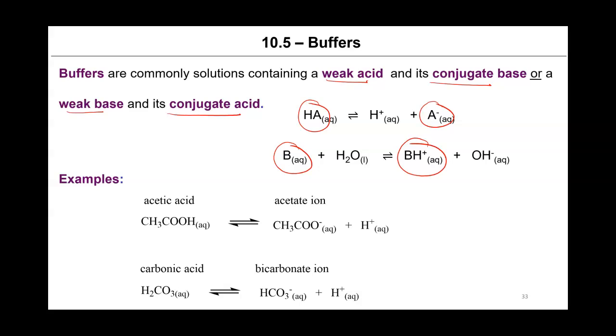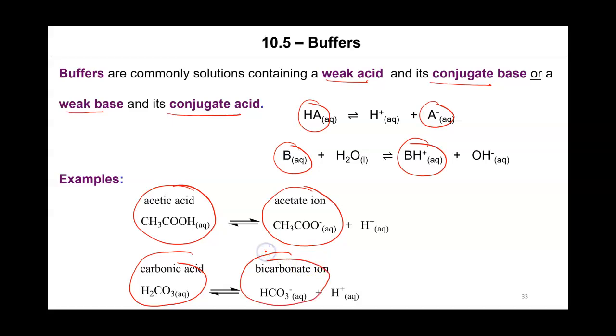So here are a couple of examples of commonly used buffers that we will see in the lab. We have a buffer composed of the weak acid acetic acid and its conjugate base, the acetate anion. And then we have another buffer composed of the weak acid carbonic acid and its conjugate base, the bicarbonate anion. Note in each case that the acid has one more proton than its conjugate base.